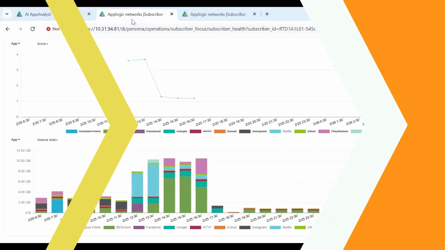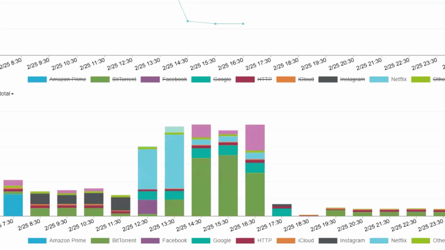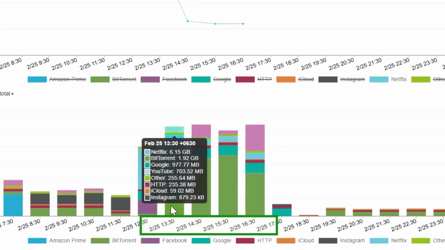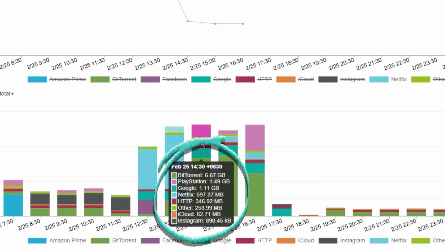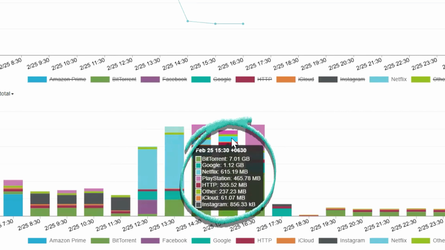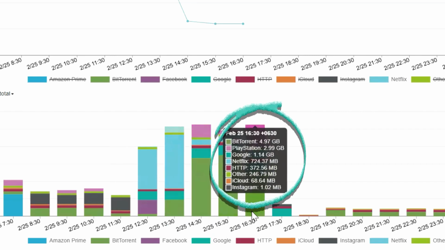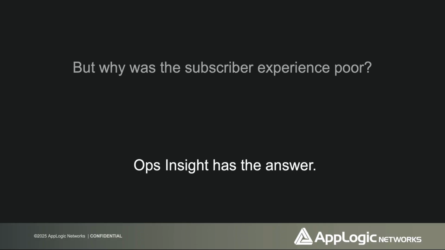Here we go back into Ops Insights and we can see that yes, the same data we saw from the AI analyst we're seeing in Ops Insights. In Ops Insights though, instead of consolidating it together, we actually have it per hour, and we can see that the same applications we saw before were the issue.